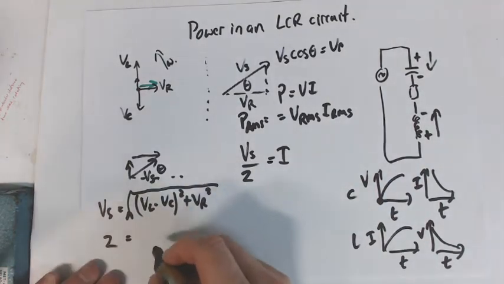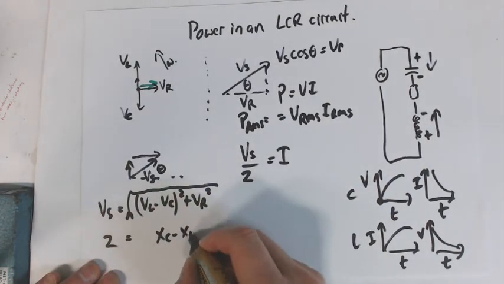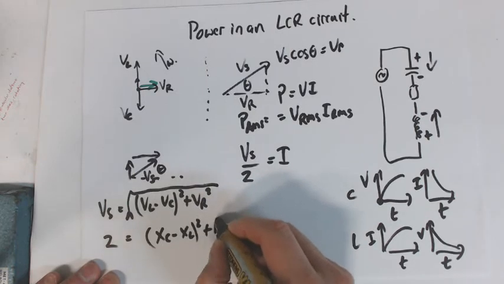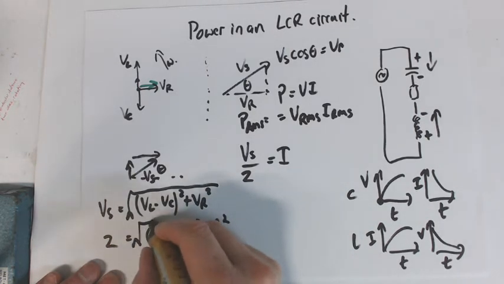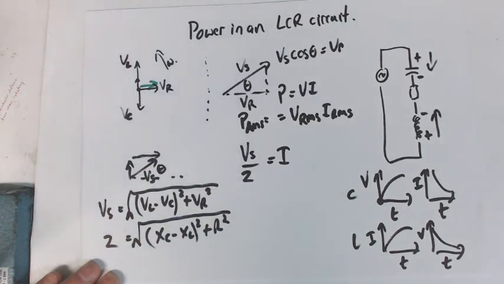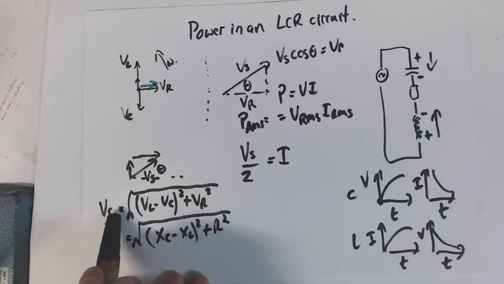Z equals the square root of XC minus XL squared plus R squared. That's our Z. This is constant. Z does not change. Vs doesn't change, not the length of the vector, but it does change when it's positive, when it's negative, when it's 0.